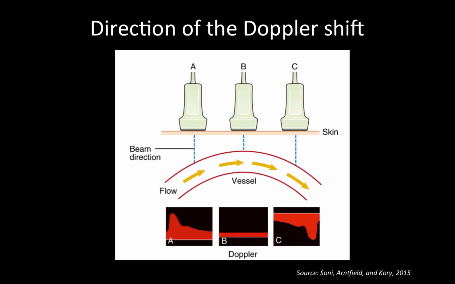So here in this illustration, we can see how blood flow along a single vessel will be represented by different Doppler shifts as the vessel changes its course. Initially, you see that blood flow is predominantly towards the probe, which creates a positive Doppler shift. As the vessel moves more perpendicular to the probe, there is minimal Doppler shift. And finally, as blood flow is now away from the probe, we see a negative Doppler shift.